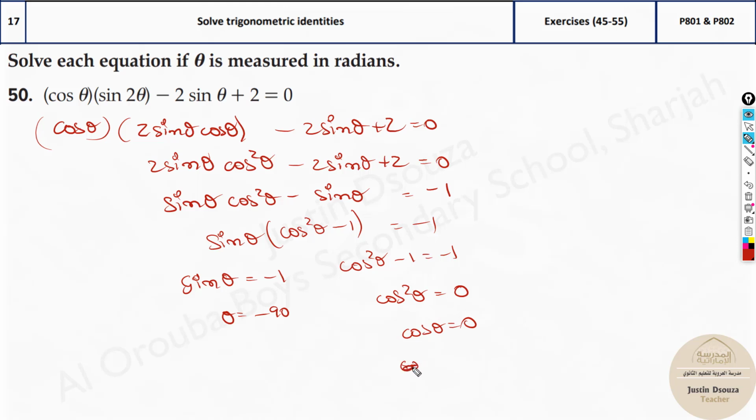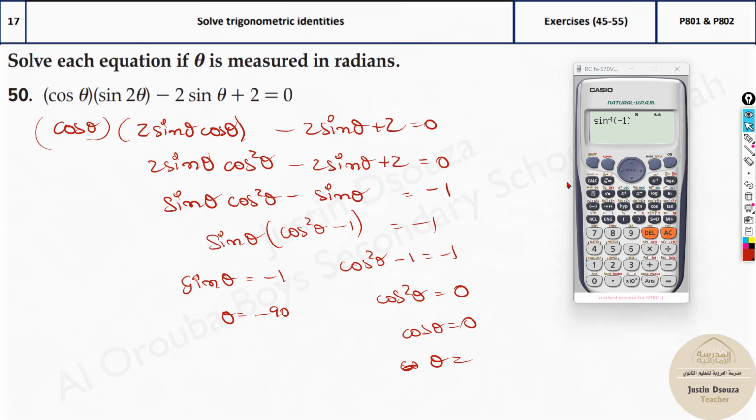So theta will be, let's solve it now. We can do sine inverse of negative 1, that is minus 90. So that's one answer. And here it'll be cos inverse of 0. One answer is 90, and I will show you cos 90 is 0. But even cos 270 is also 0, isn't it? So we have two answers basically.